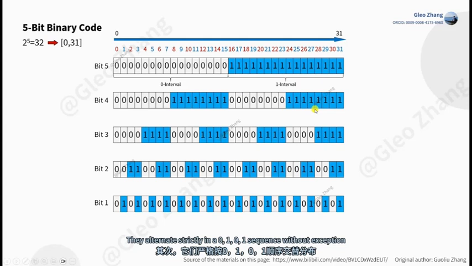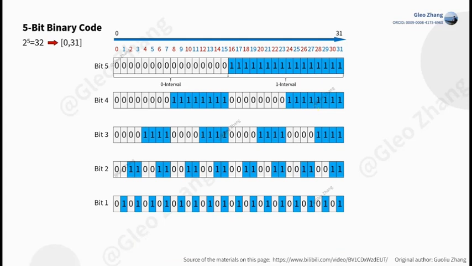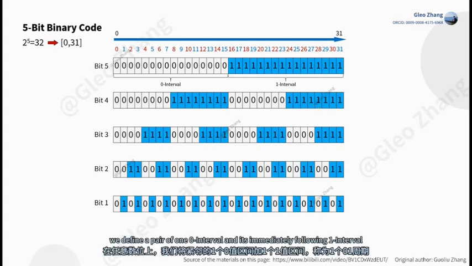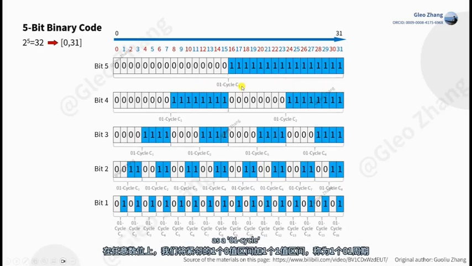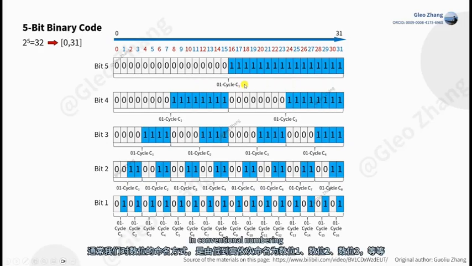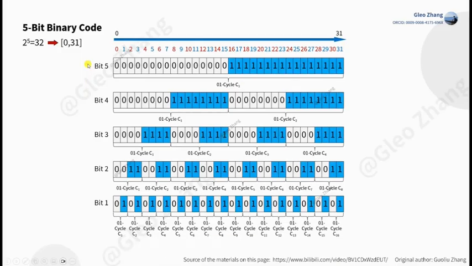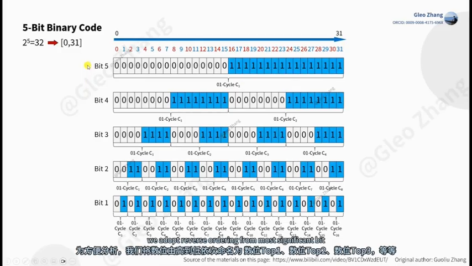0-1-0-1 sequence without exception. At any bit position, we define a pair of 0 interval and its immediately following 1 interval as a 0-1 circle. In conventional numbering, bit positions are ordered from least significant bit as bit 1, bit 2, bit 3, etc. For analytical convenience, we adopt reverse ordering from most significant bit, designating them as bit top 1, bit top 2, bit top 3, and so forth.